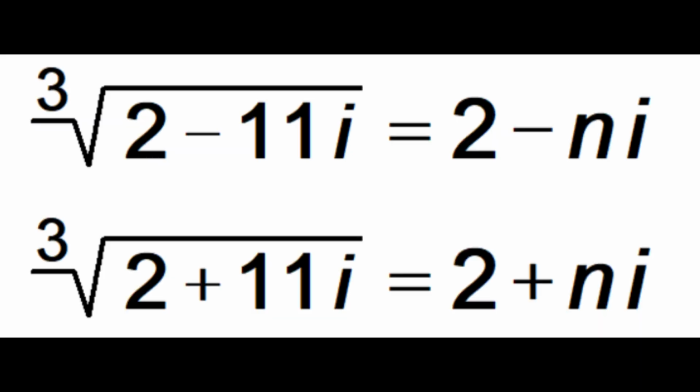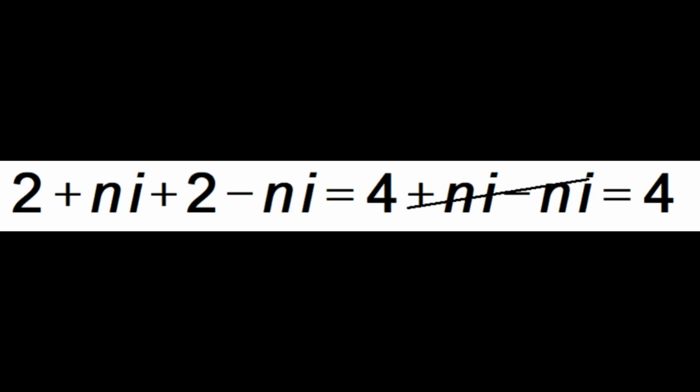We're going to assume that the cube root of 2 minus 11i can be written as 2 minus ni, and the cube root of 2 plus 11i can be written as 2 plus ni. This is an assumption made by Bombelli a long time ago during the initial struggles to understand complex numbers. This is a useful assumption because when we add 2 plus ni and 2 minus ni, we get 4, and the parts ni and negative ni cancel to leave us with only 4, which is the same as the real value of 4 from the graph.